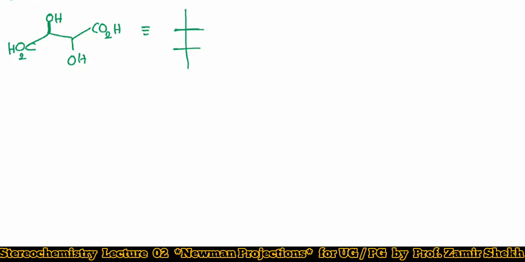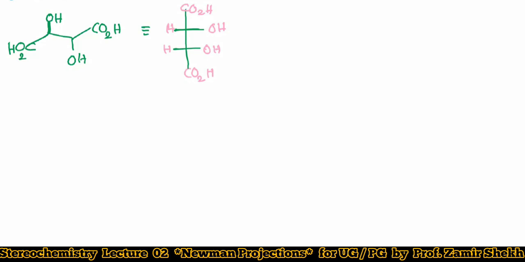For example, look at this one. This is the OH. This is the OH. This is CO2H, CO2H. Whenever a mirror plane of symmetry is there in the molecule, that will be called a meso. Okay, mirror plane between the two carbons of OH. Now that molecule is in Fischer.